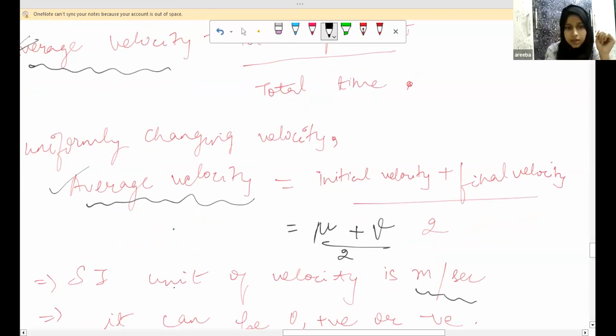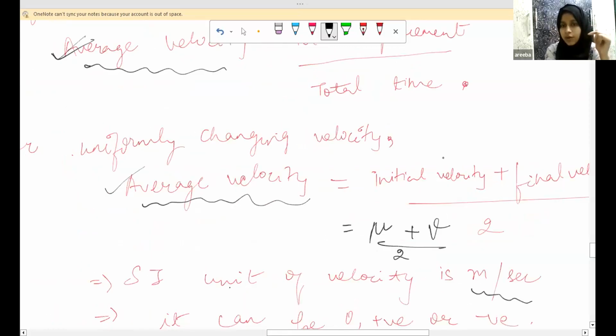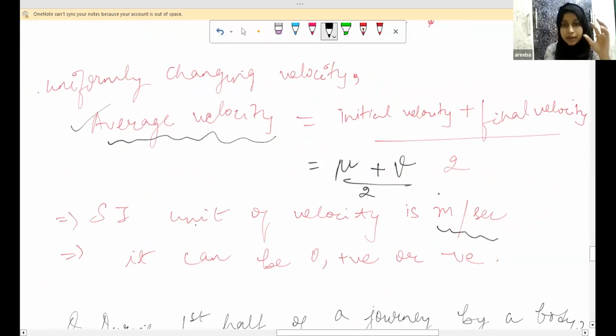Yes, ma'am. So you have to keep in mind all these formulas, okay? And apply them in the questions accordingly. What is given in the question and which formula we can use. Okay? This is the main thing because calculations are going to be simple. Anyways, the SI unit of velocity. What is the SI unit for displacement?